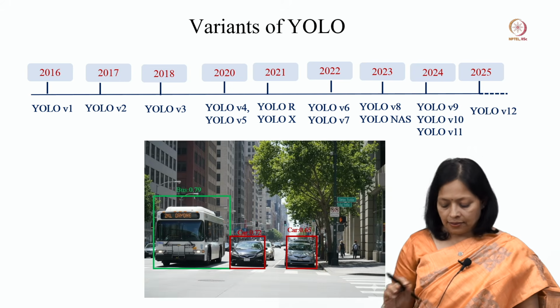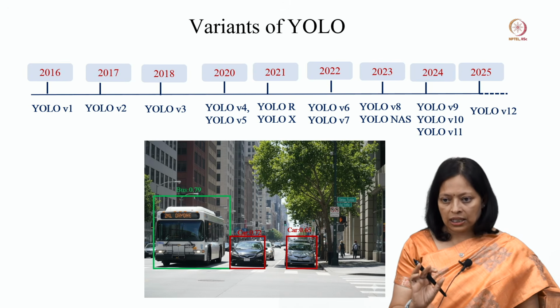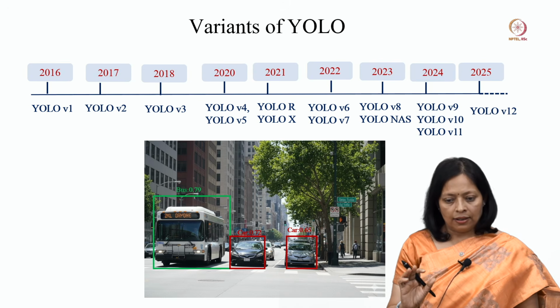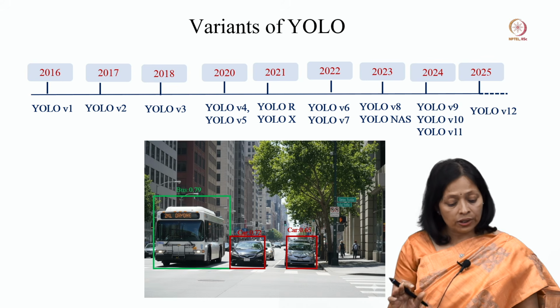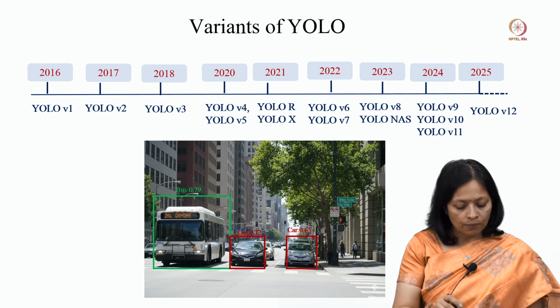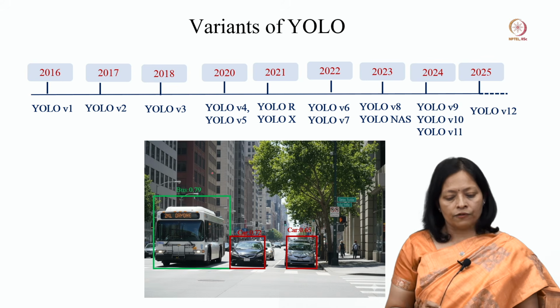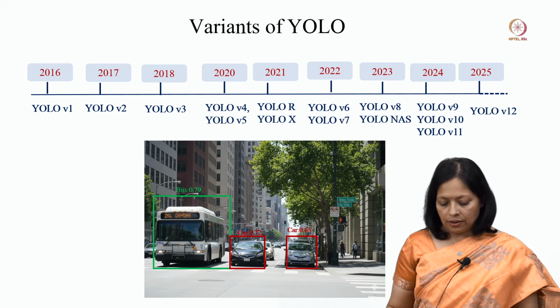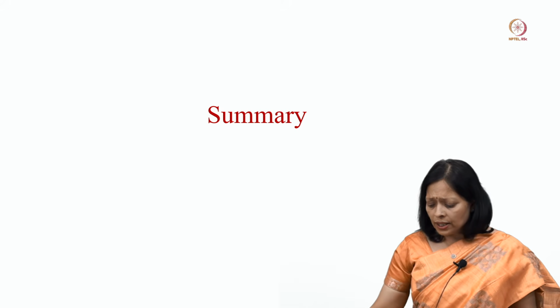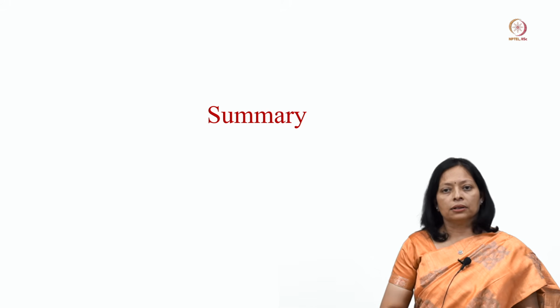Now, this is a picture depicting how object detection looks in the YOLO framework. It detects the objects with some score, which is the confidence score, and this is how it looks. Okay, with this I come to the end of this session.